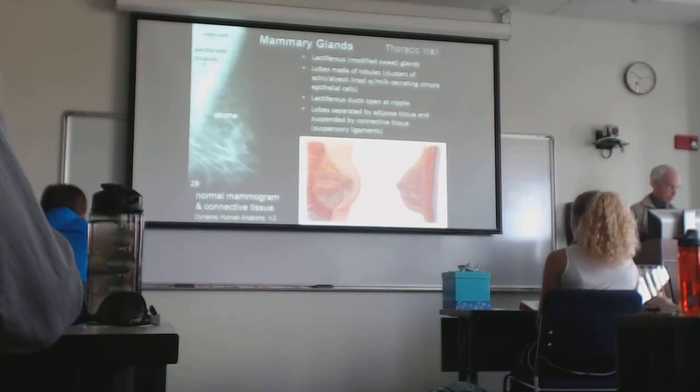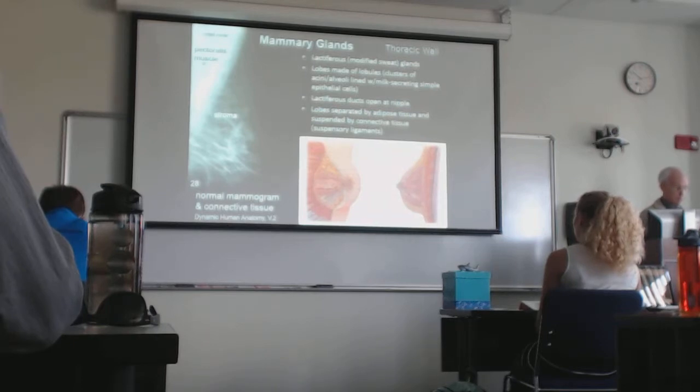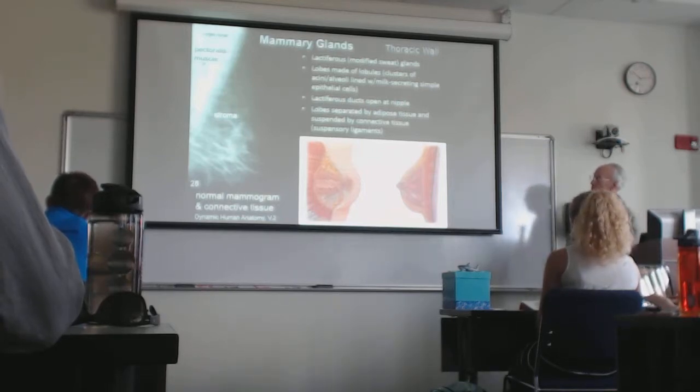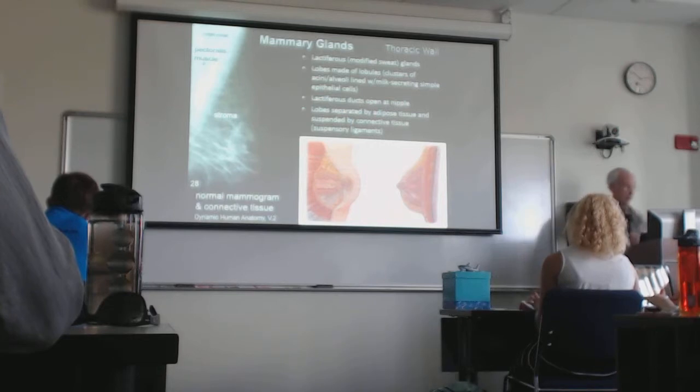I don't think there's anything here. We're looking at a mammogram over here. This is normal, so this is the way that the stromal tissue would show up on the left. The mammary glands themselves are just modified sweat glands. These are glands that are responsive to both prolactin and oxytocin in different ways.